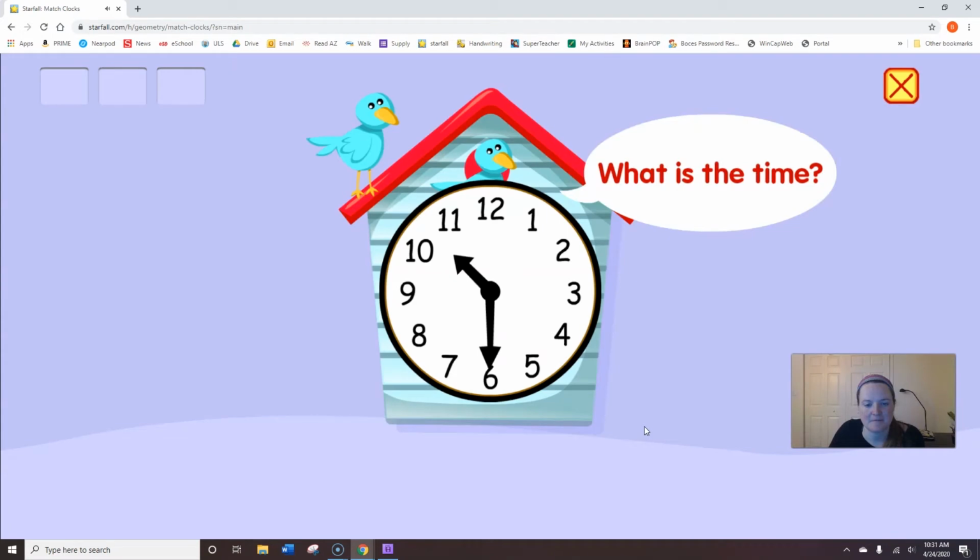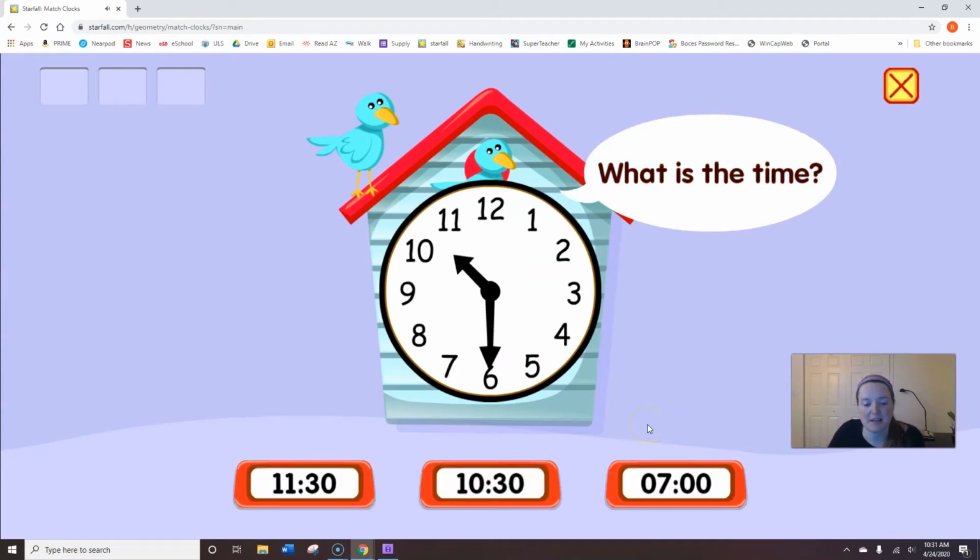What is the time? So we always start with the little hand. And now the little hand is going between the 10 and 11. It didn't get to 11 yet, so it's 10 something. It's not 11:30. Maybe it's 10:30. It's not 7. So now we need to check. Is it 10:30? 10, yes.